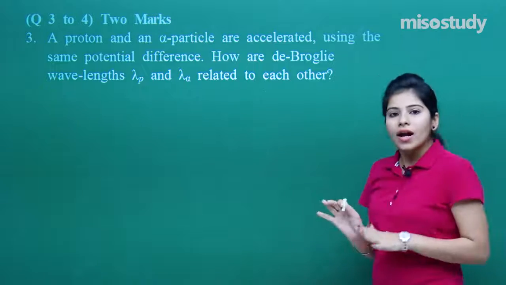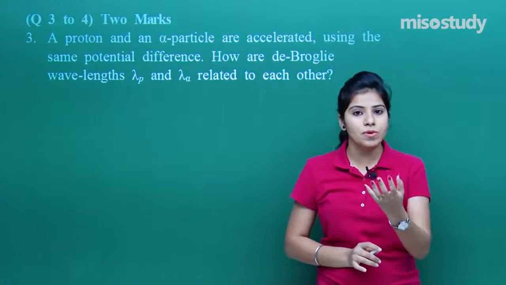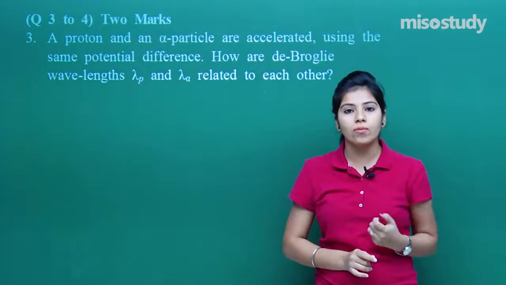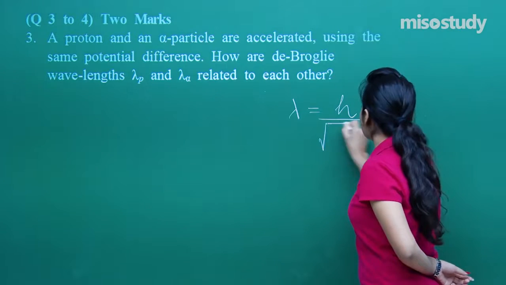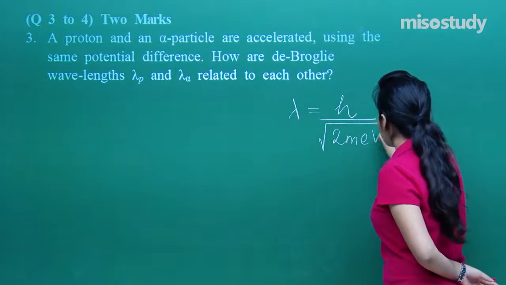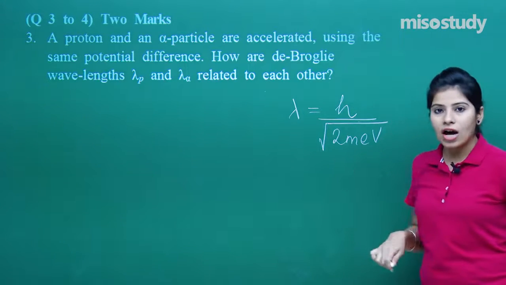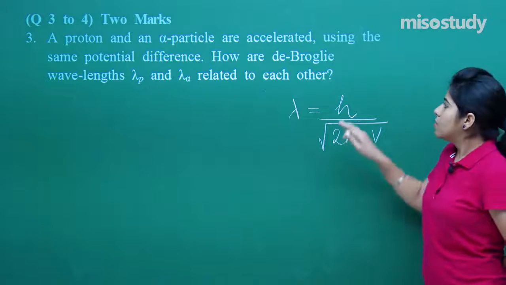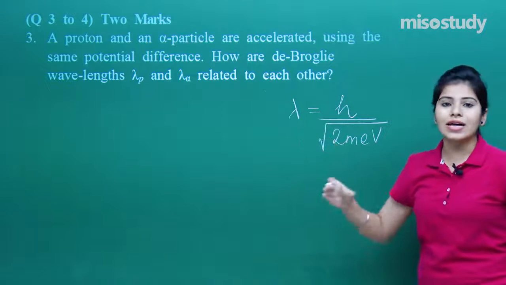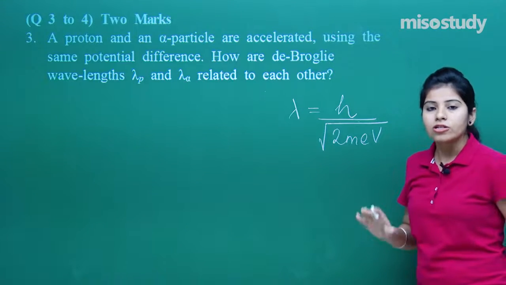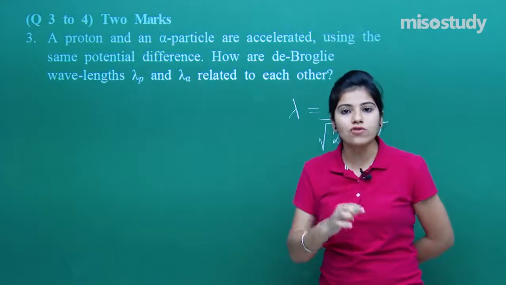See, we are having a relation with us at the very moment that I was doing the Davisson-Germer experiment. I have told you I have derived one formula for you, that was lambda equals h upon under root 2 m e V, where m is denoting the mass, e is the charge and V is the potential. So we have been told that alpha particle and a proton are accelerated using the same potential. So that means V is same, but the mass and the charge of the alpha particle will be different.